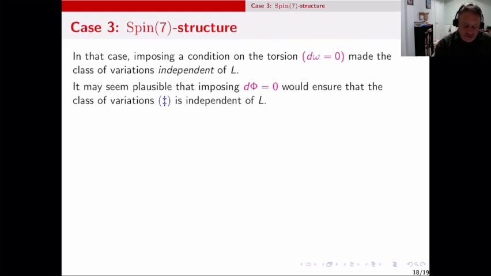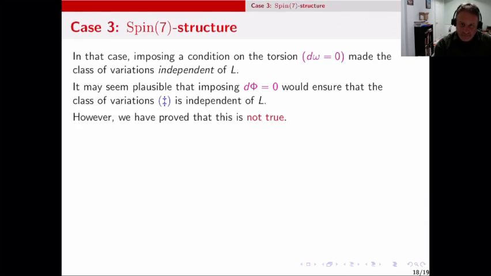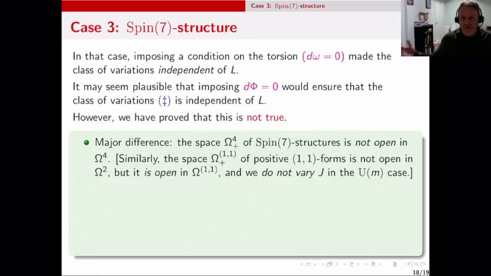So it's natural to assume that maybe if we assume that the calibration form is closed, that there's a torsion-free spin 7 structure, then maybe this class of variations of metric here, even though this second condition seems to depend on L, maybe that'll be true for any Cayley submanifold. Okay? But we've proved that in fact that's not the case, right? Just because you assume that the torsion is 0 for the spin 7 structure doesn't make that condition automatic for any Cayley submanifold. In fact, in general, it doesn't hold.